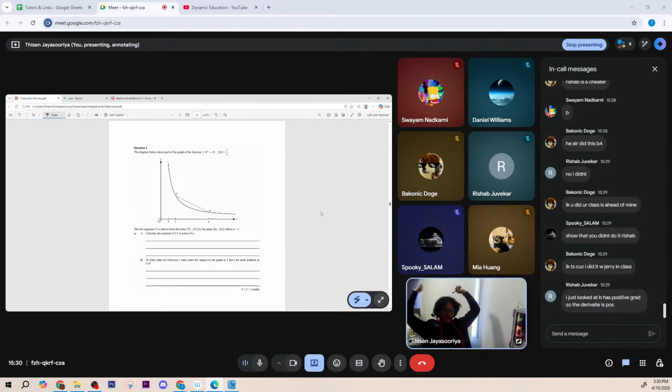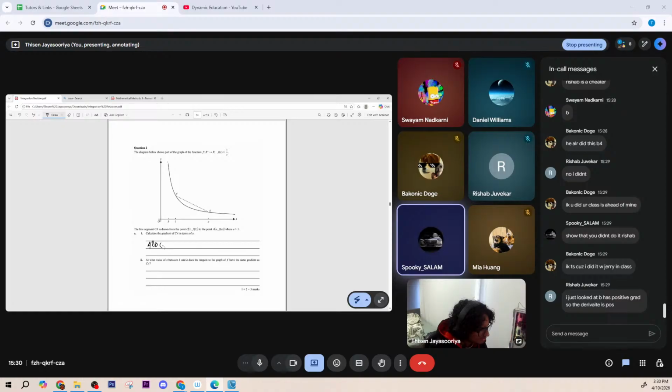So how can we determine the gradient of this graph? How can we find the gradient of this graph? It'll be f of b minus f of a on b minus a, and b is equal to a in this case. So we have here f of a take away f of 1 over a take away 1.